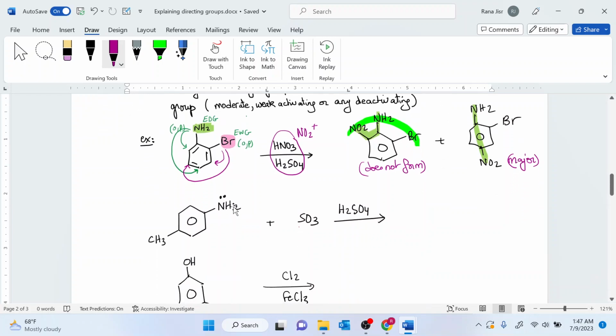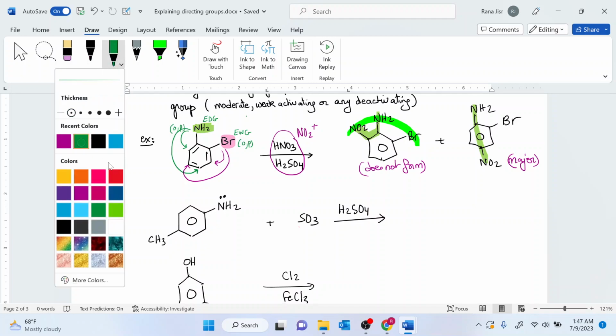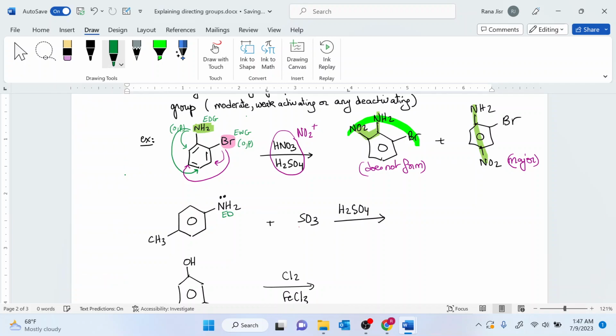Same thing in this example. These two, they don't reinforce each other. So I'm going to go with the stronger, and this is an electron donating group. It's a strong electron donating group. This is a weak electron donating group. So strong electron donating always wins, and if it wins, then the sulfonic acid that is going to add either ortho, or it's going to add para to the NH2, but the para position is already occupied, as you can see in there.